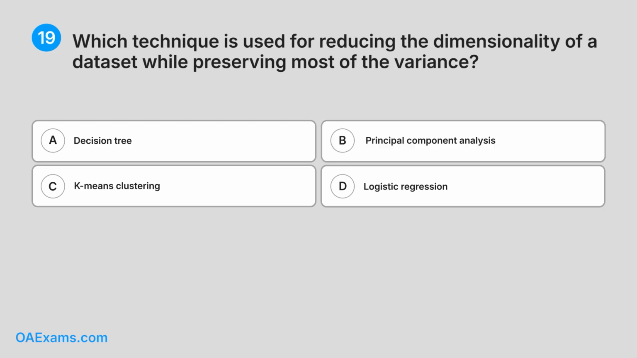Explanation. The median is not influenced by outliers and is therefore a better measure of central tendency for skewed datasets. 19. Which technique is used for reducing the dimensionality of a dataset while preserving most of the variance?